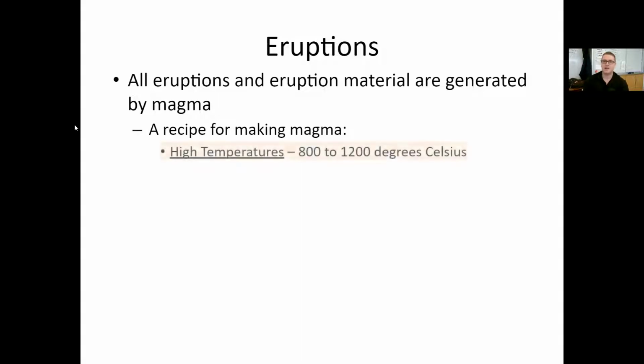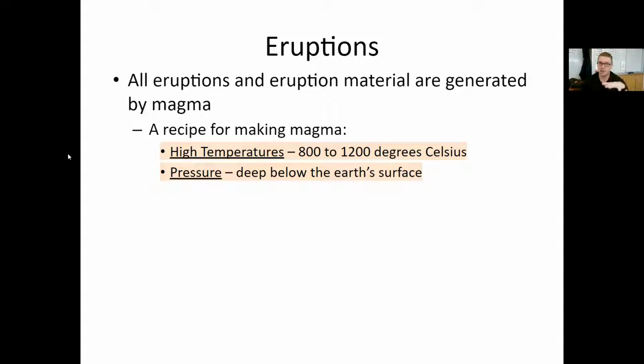Firstly, you need high temperatures. It needs to be really, really hot, 800 to 1200 degrees Celsius, because remember, we need to melt down that rock material that's cycling its way back underneath the Earth's surface in order for magma to start forming. So you need high temperatures and pressure, so it has to form deep below the Earth's surface. You're not going to get very high temperatures near the Earth's surface where it's a lot cooler. It's got to be deep underground.